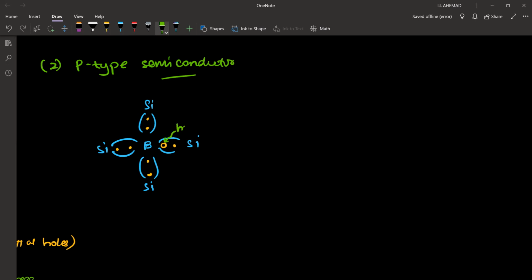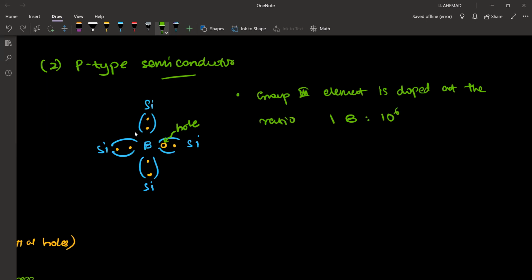So this is a hole. So here, a group 3 element is doped at the ratio of 1 boron to 1 million silicon. The doping ratio might differ according to the need, but the general value is this.